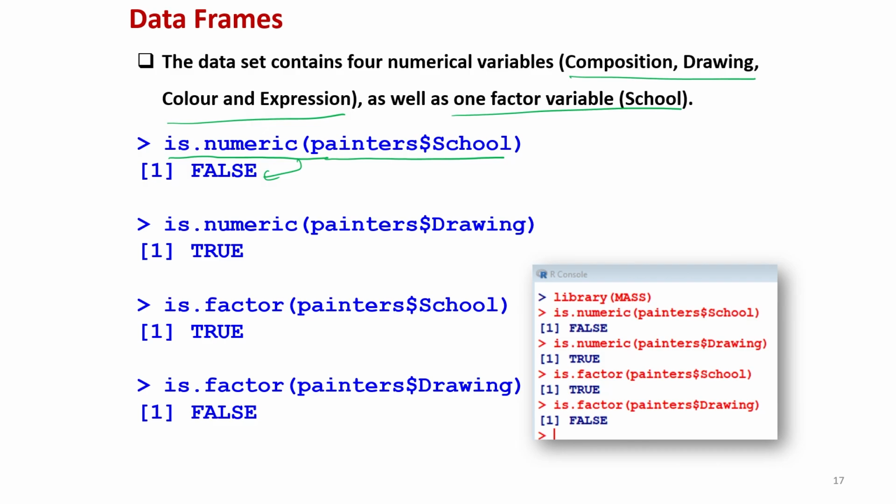And similarly, if you try to see, drawing was given by some number. So if I use the command is.numeric and painters$drawing, then it is coming out to be true. That means the variable drawing is a numeric variable.